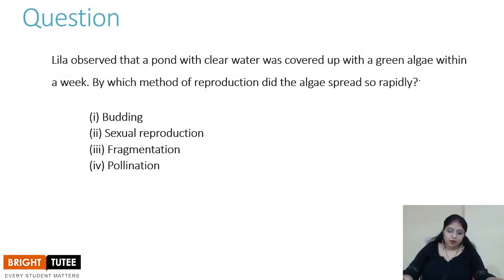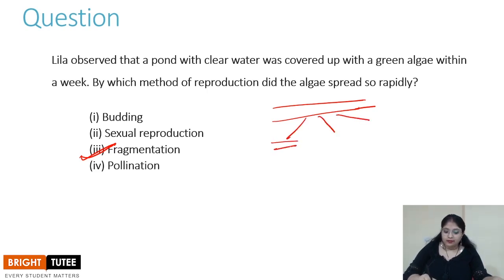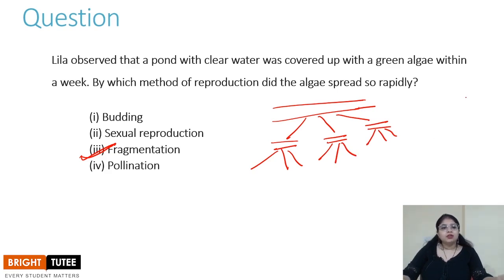Leela observed that a pond with clear water was covered up with green algae within a week. By which method of reproduction did the algae spread so rapidly? So the method was fragmentation, because we saw that in algae like Spirogyra, whenever they find a favorable environment, these will break into two or more parts, and these parts will further break into two or more parts, increasing their population quite rapidly, right? And this is the reason why within a week they were able to cover the whole pond, right? So the answer to this question is fragmentation.